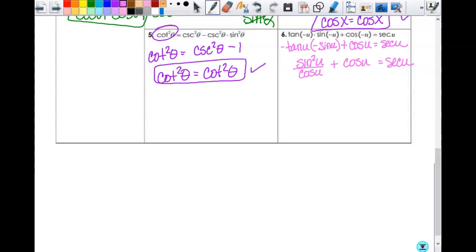So what do you think I need to do next? Combine, get a common denominator. Yes, so my common denominator will be cosine. So this is sine squared plus what? Cosine squared. And that equals secant u. So what's sine squared plus cosine squared? 1. So I got 1 over cosine u equals secant u. So secant u equals secant u.